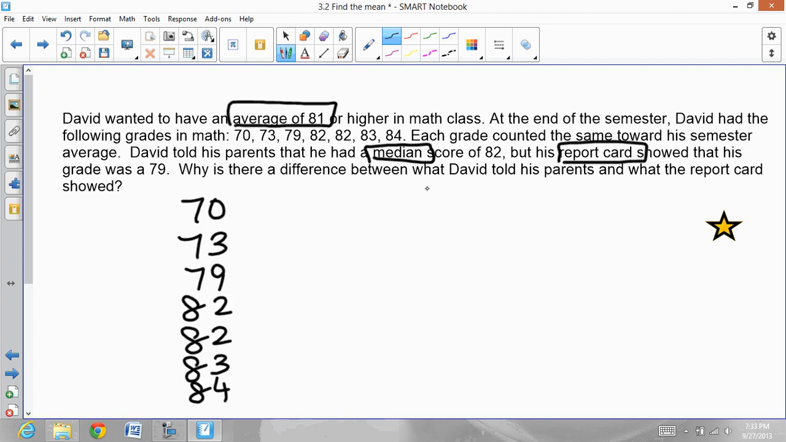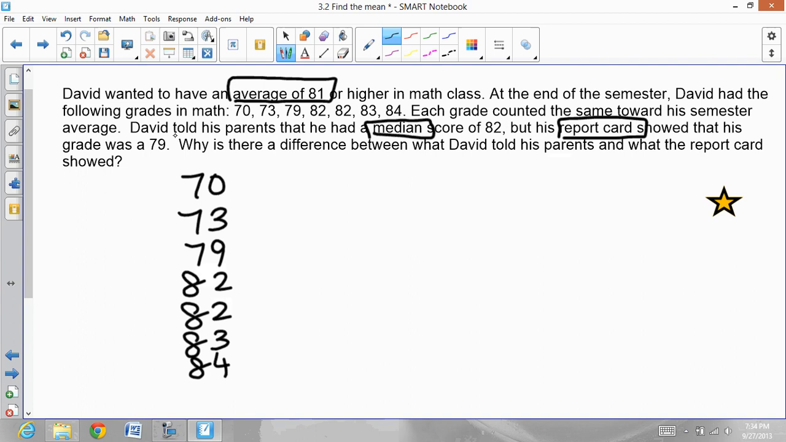So why is there a difference between what David told his parents and what the report card showed? Remember, median is the middle number. So he took the middle number 82 and told his parents that his score is 82. But when the actual report card came in, it only showed a 79. Let's double check and see how the report card calculates.